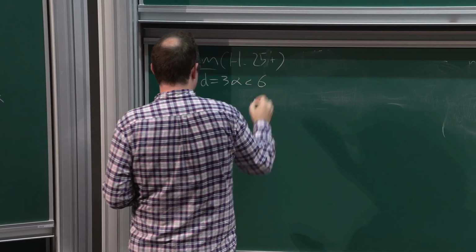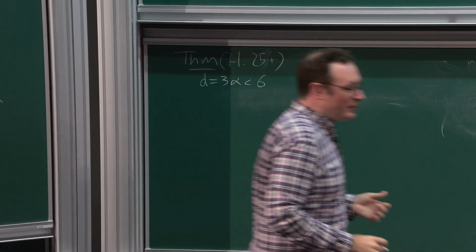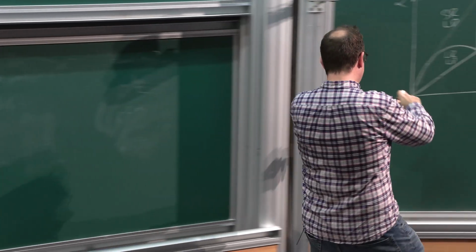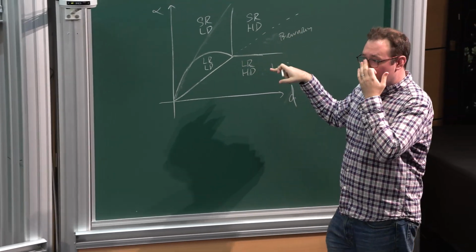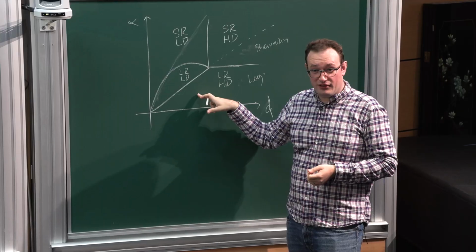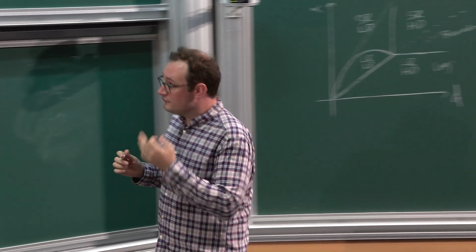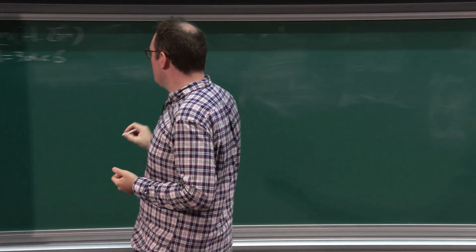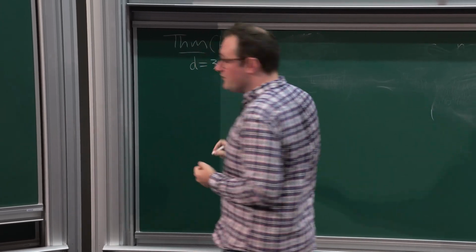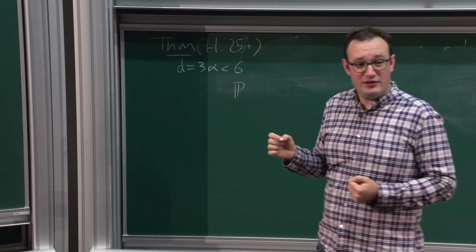So the next result is going to be about the behavior on this line. This is where you are long range, you're really long range, but you're at the critical dimension. And again, all the results in this case are going to be non-perturbative.